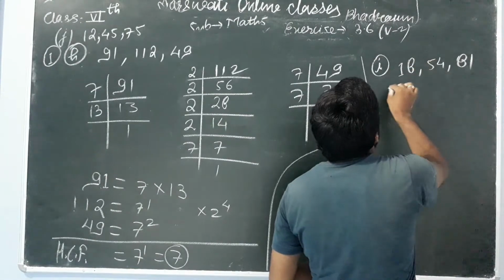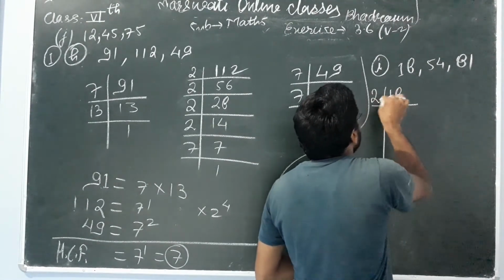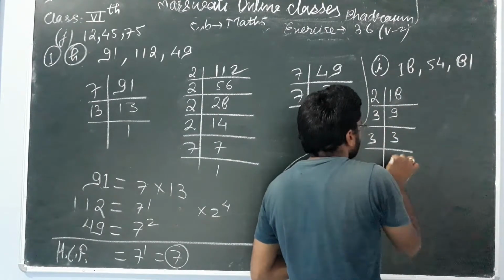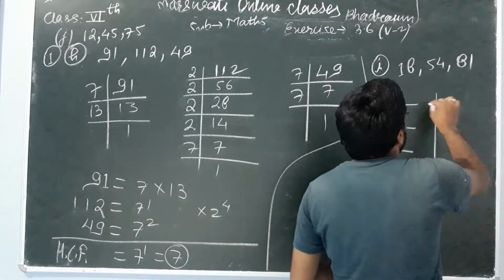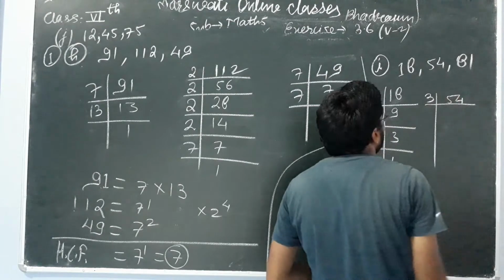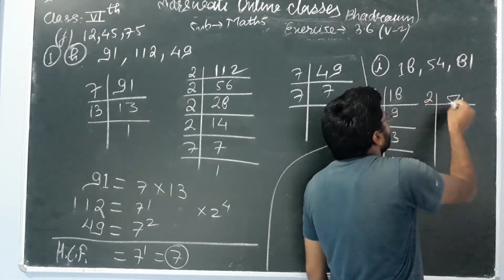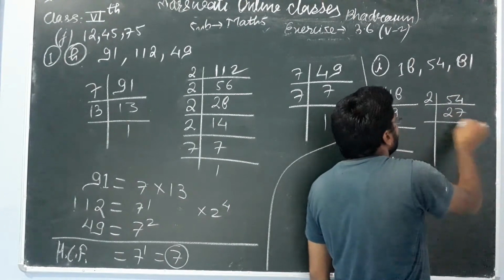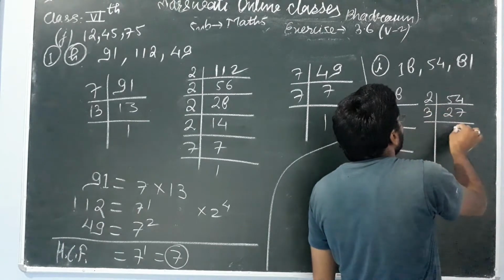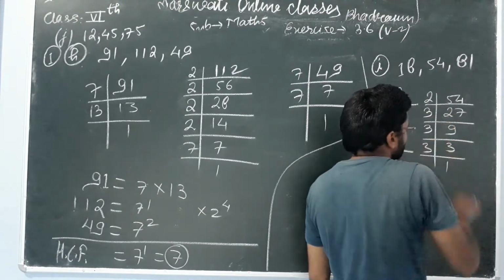Okay, so what we will do is we will take our 18 and factorize it. Okay, prime factorization should be there. So 2 9s are 18. After that 3 3s are 9. After that 3 1s are 3. Okay, now we will go for 54. What we will do is take 3. We can take 2 also, because the unit place digit is 4. So 2 2s are 4. After that 2 7s are 14. After that we will divide it by 3. 3 9s are 27. After that 3 3s are 9, and 3 1s are 3.